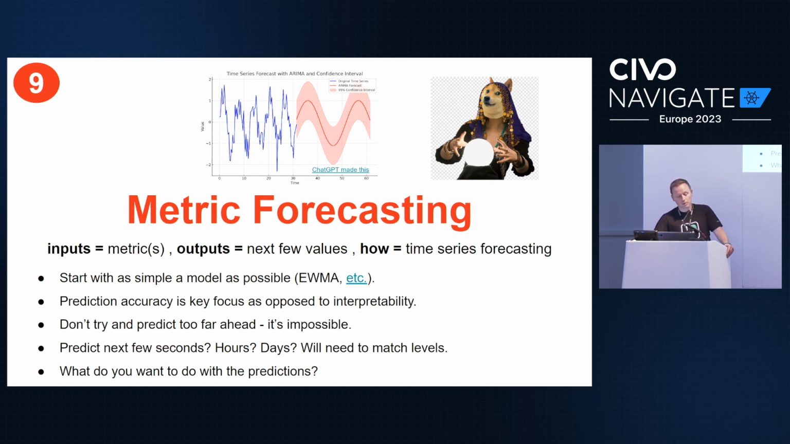Can you take the inputs and predict the next few values, basically? This is just time series forecasting. Prediction accuracy is the most important thing here. We don't care how you get that value for the predictions. We just care if they're accurate.